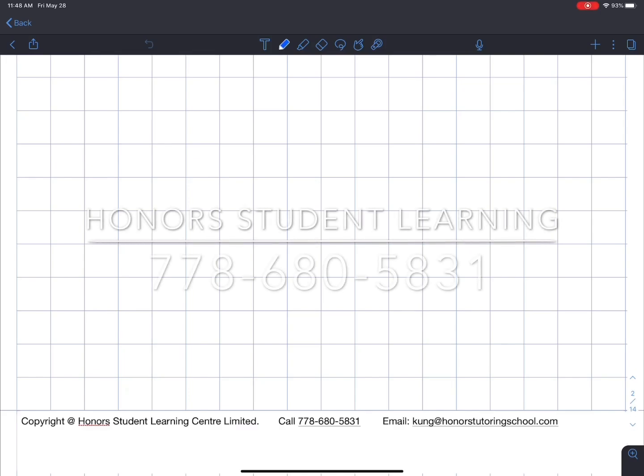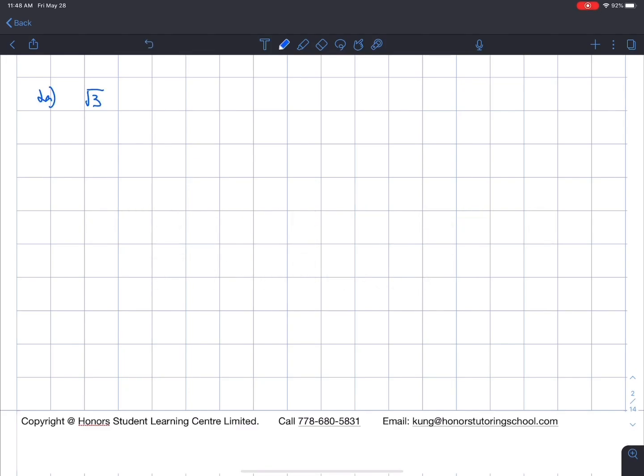Okay, moving on to question 2, 2a. They want us to estimate the square root of 3 to 1 decimal place. The first thing we want to do is identify that the square root of 3 is just in between the square root of 1 and the square root of 4.